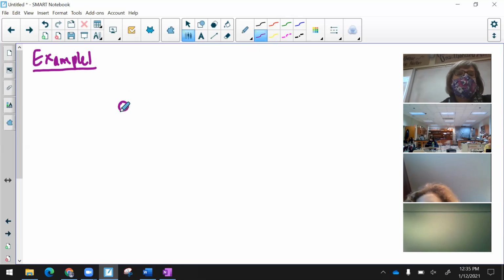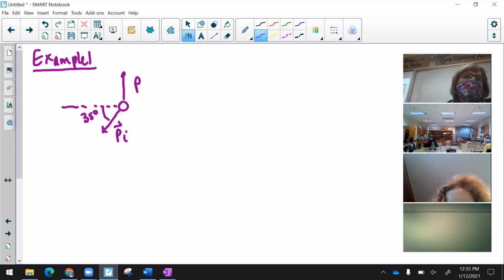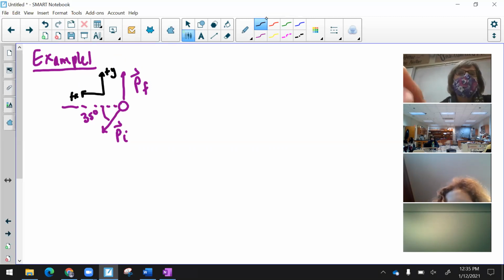So we start with some initial momentum here. That's 35 degrees below the horizontal, okay? And I don't know where the degree mark went, but it should be degrees. Okay. And we end up with a final velocity that gives us a final momentum that's in the vertical direction. So this is just redrawing your picture, and we'll let that be plus x and that be plus y.